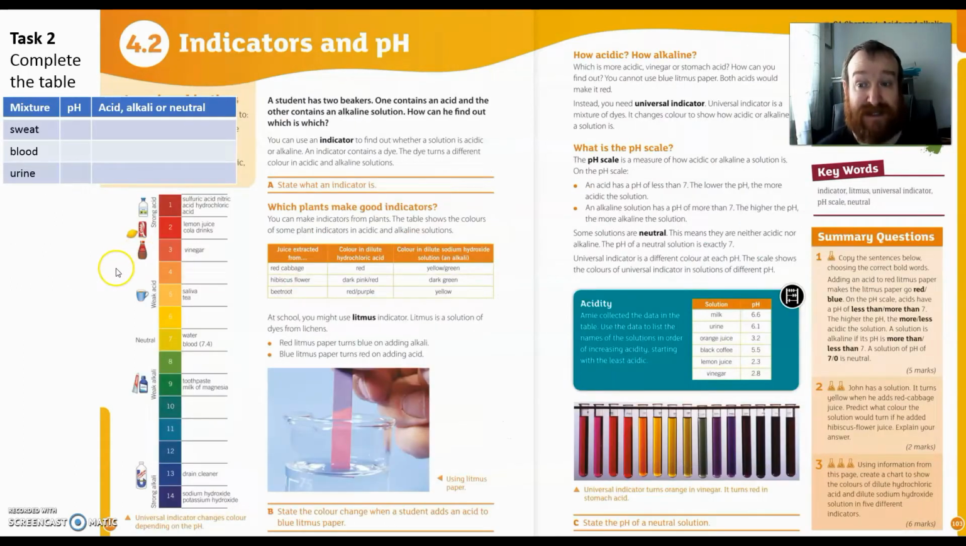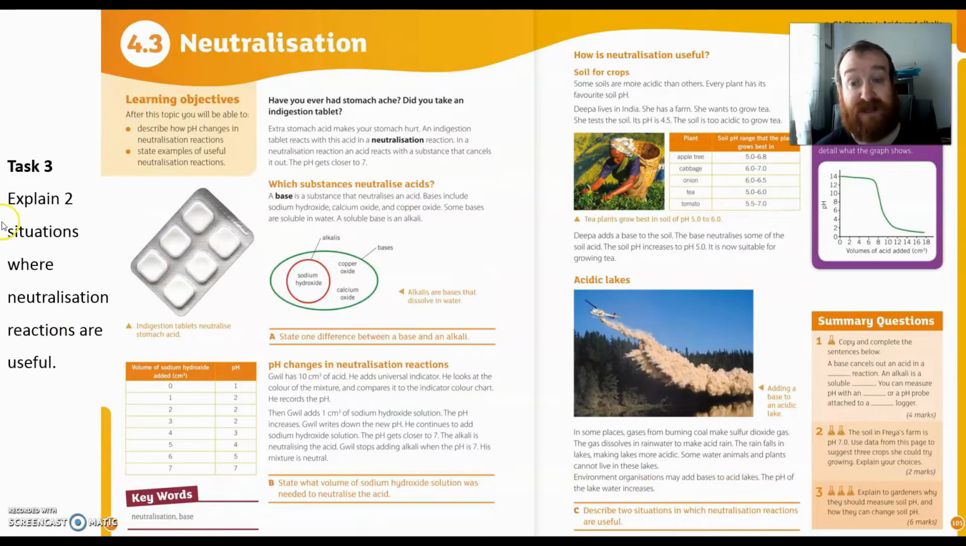Your second task, you need to research what the pH value of sweat, blood and urine is. Is it pH 1, is it pH 2, is it pH 5, is it pH 10? You need to find out what the pH of these 3 different things are. Then you need to label if it's acid, alkali or neutral. You can find all that information out on the second picture. Next thing we need to do is to explain 2 situations when neutralization reactions are important and useful. Why would we ever use a neutralization reaction? Why is that useful to do?